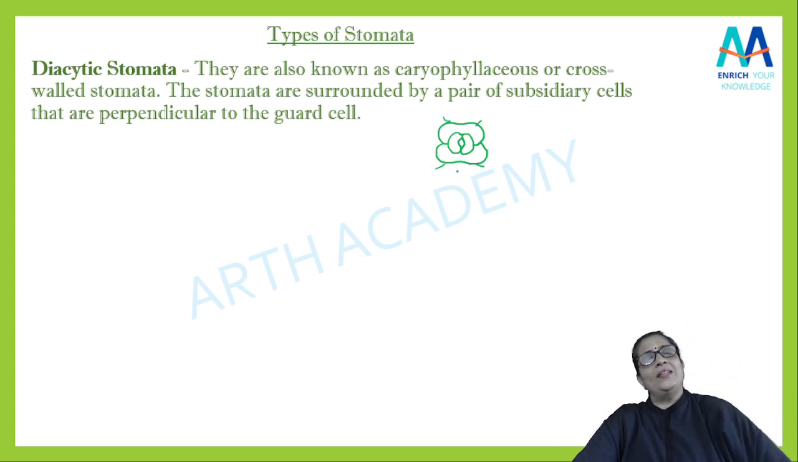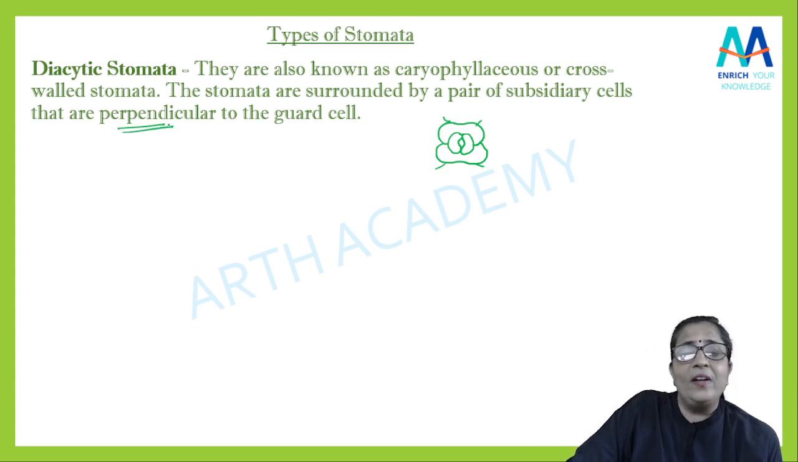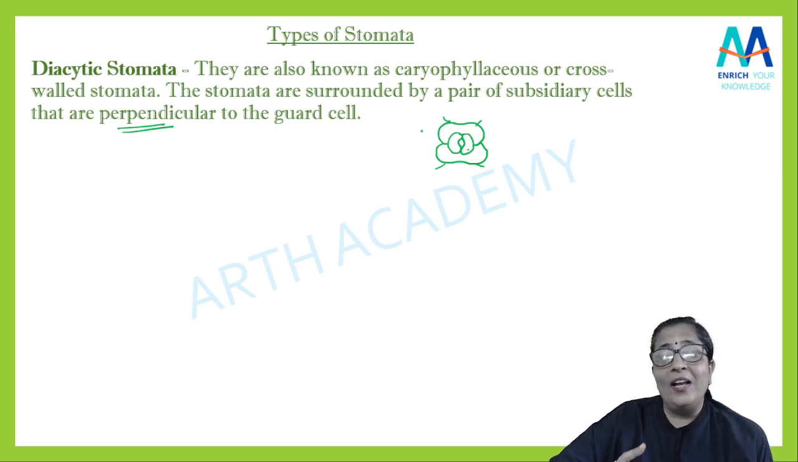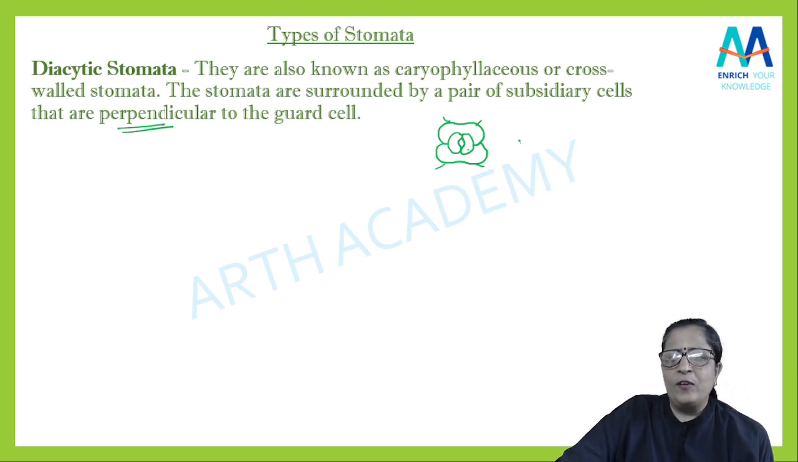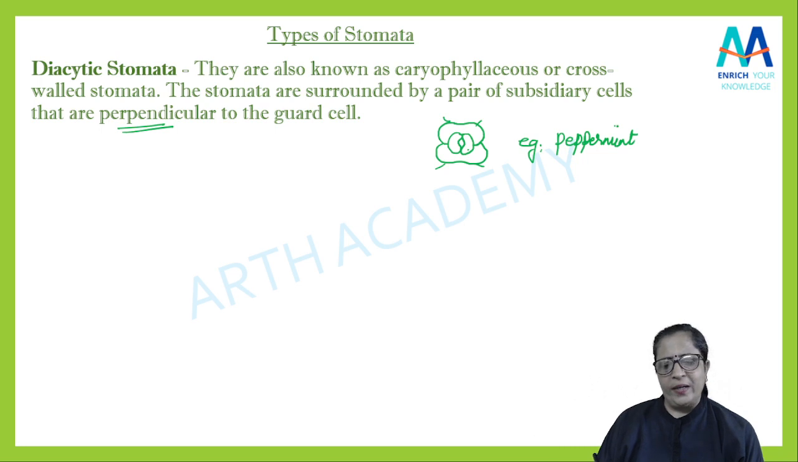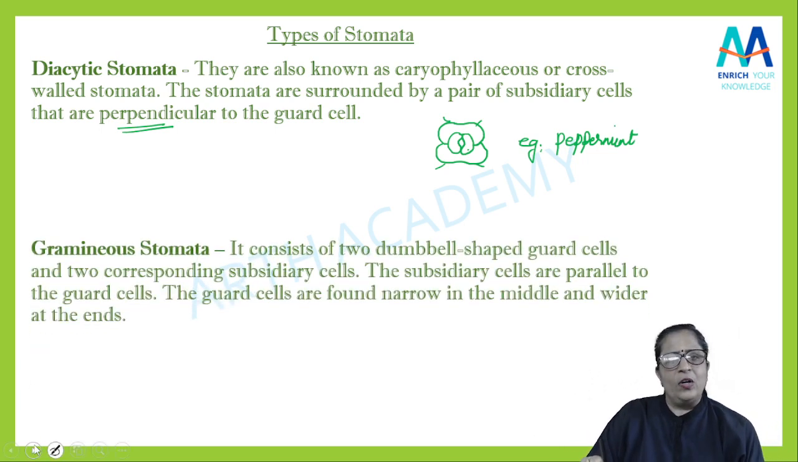So the stomata are surrounded by a pair of subsidiary cells that are perpendicular to the guard cell. गार्ड सेल के 90 डिग्री पे परपेंडिकुलर पे, इसके पहले वाले में पैरेलल थे. Got it? So example of such you can find it in a peppermint plant. Such diacytic stomata can be seen. The last one is, students, which is called as a graminaceous stomata.